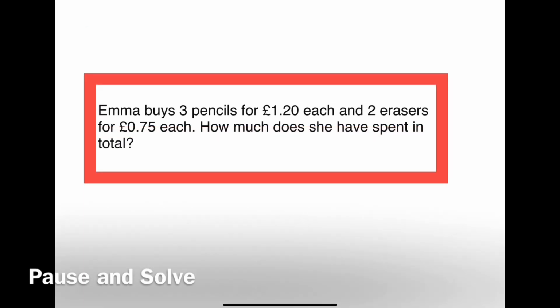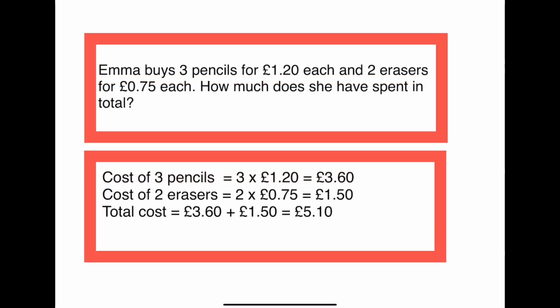Emma buys 3 pencils for 1 pound 20p each and 2 erasers for 75p each. How much has she spent in total? Pause video and solve. Three pencils, 1 pound 20p each. So 1 pound 20 times 3, which is 360. Because we are doing decimal multiplication, we need to place the decimal point after 2 digits from the right side. So that will be 3 pound 60.